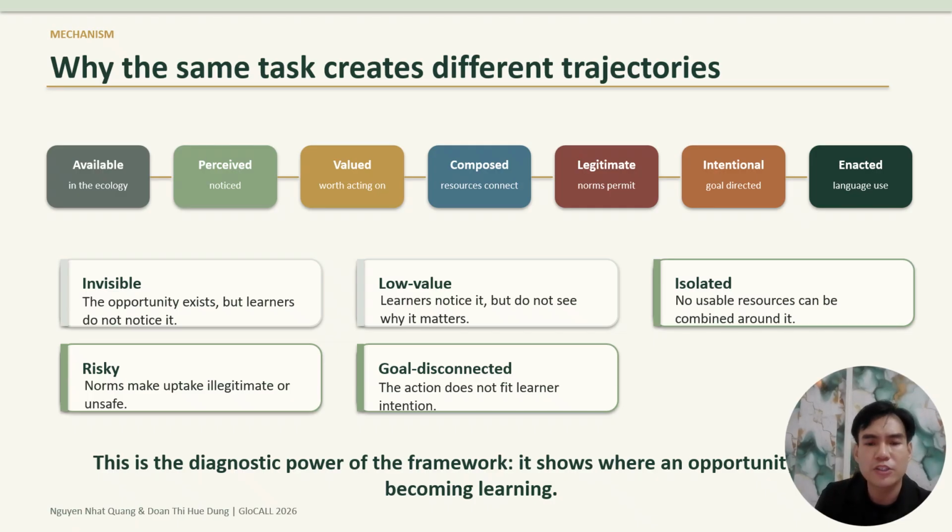So this gives us a sharper question. Instead of saying student did not participate, we can ask where did the affordance stop? The question is more precise and also more humane.